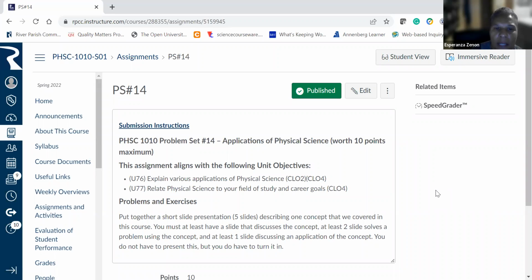Okay, and so your requirement there is to put together a short slide presentation, no more than about 5 slides, describing a concept that we covered in this course and how it connects to maybe your career choice or your program of study. We don't do any presentations in here, but you do have to turn that in to me. Okay, so the instructions are there for you to make sure that you include all of the required information.